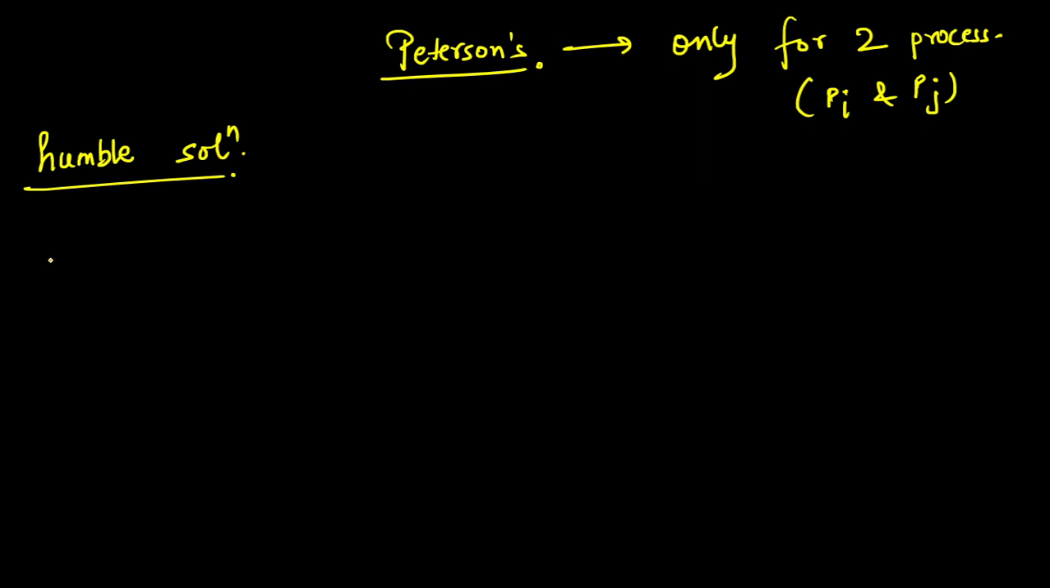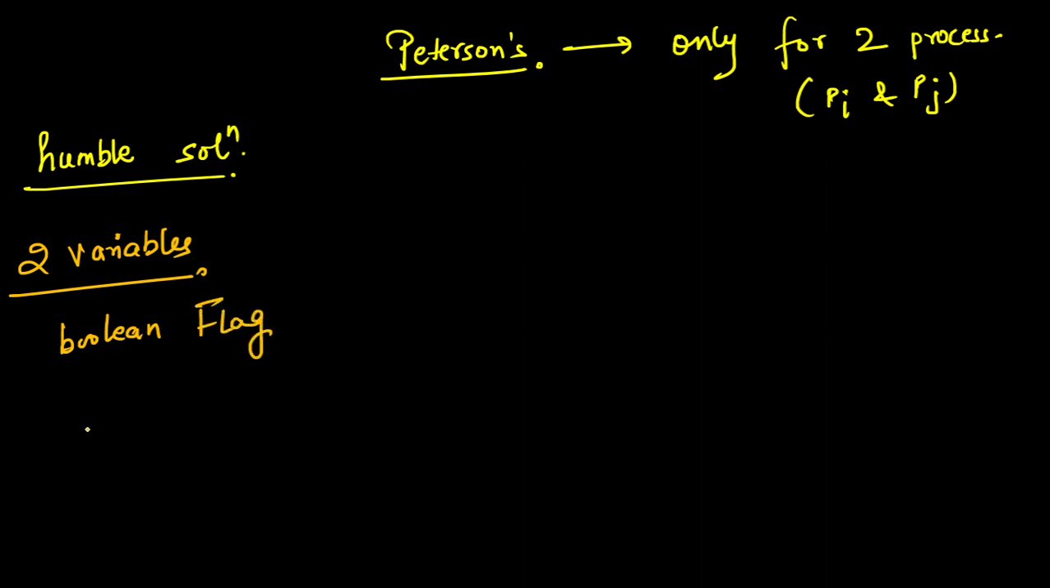Okay, then we have two variables over here. We have discussed those variables also. I hope you have remembered these variables. The first variable was a Boolean variable, flag, and the other one was an integer variable, turn. Flag will tell us which process is ready to enter into the critical section, and turn will tell us whose turn it is to enter into the critical section.